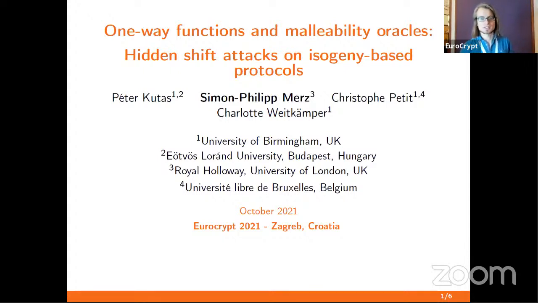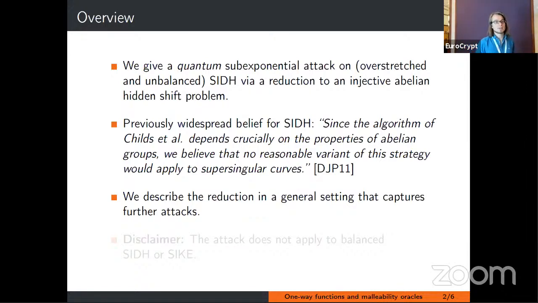Let me talk about hidden shift attacks on isogeny-based protocols, and I'll just start with a summary straight away of what we did. The main contribution of our paper is that we give a sub-exponential attack on SIDH with certain parameter sets that we call overstretched and unbalanced. That works via a reduction to the abelian hidden shift problem. Such attacks are already known for other isogeny-based schemes, namely the ones that are based on ordinary curves and CSIDH. But because of SIDH's non-commutative nature, it was assumed that this type of attack does not necessarily apply there.